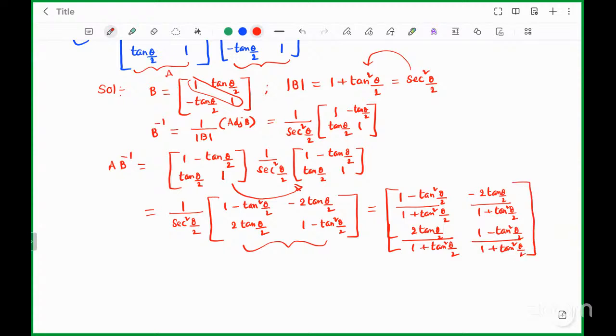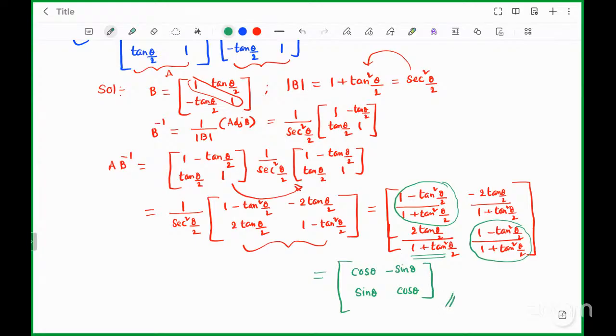Right. But from trigonometry, very interesting, 1 minus tan square theta by 2 by 1 plus tan square theta by 2 is nothing but cos theta. Both are cos theta. 2 tan theta by 2 by 1 plus tan square theta by 2 is sin theta. So directly we get, we can write cos theta, minus sin theta, sin theta, and cos theta. So this is the answer. So very interesting. Okay. Right. So once you can check your answers.